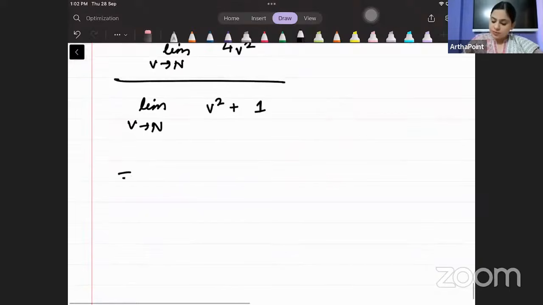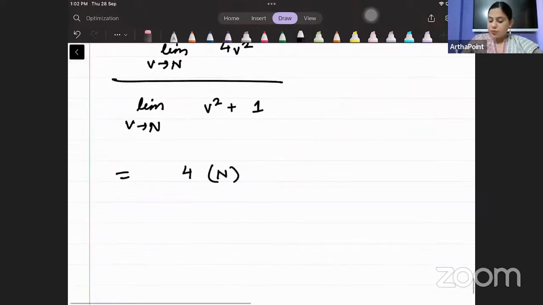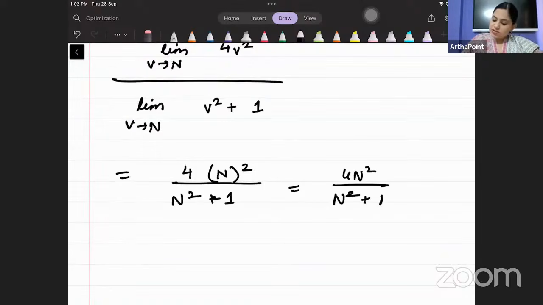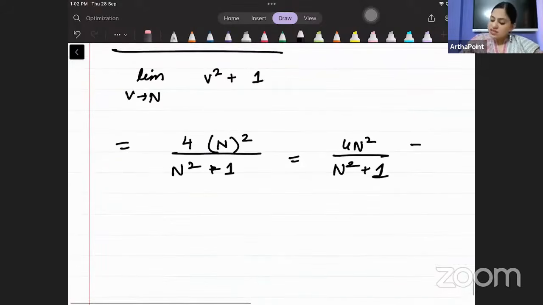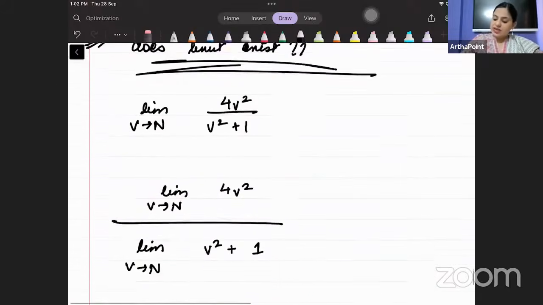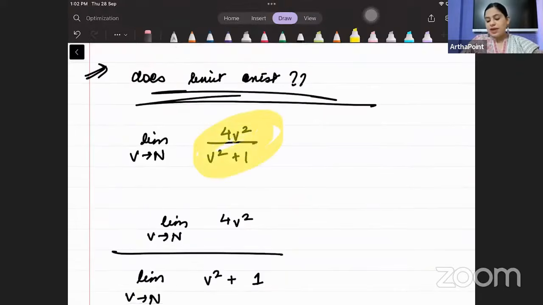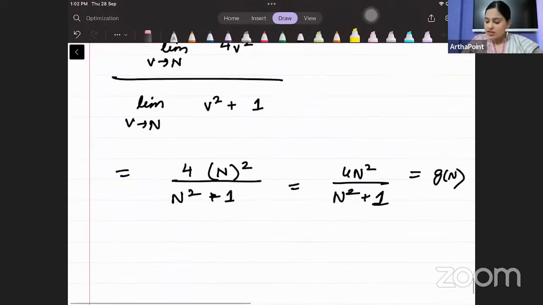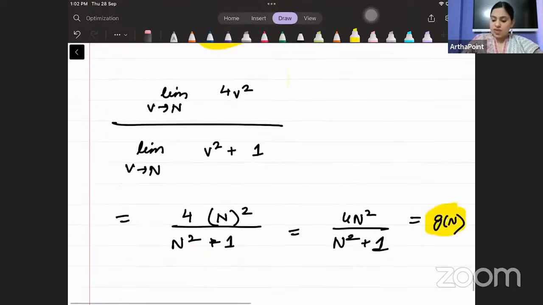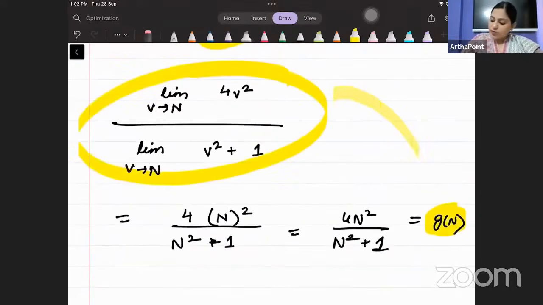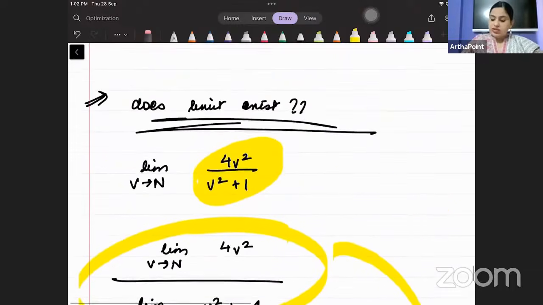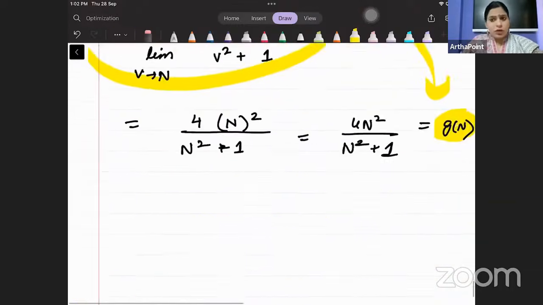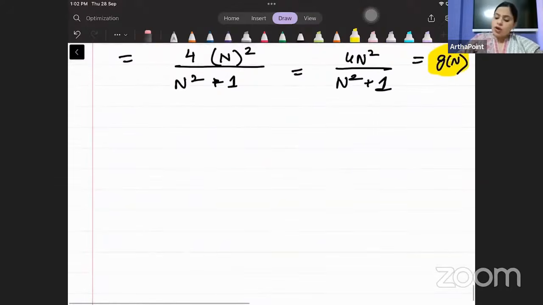तो बेटा ये क्या हो जाएगा? 4, instead of v I will put n square upon n square plus 1. तो ये हो गया 4n square upon n square plus 1. But isn't this equal to gn? अगर मैं इस function में directly v की जगह पे n लगा देती तो भी यही आता. ये तो बेटा limit की theorem से आया. But if I would have simply plugged n in this function, then also I would have got the same thing only, na? So I can say that this is equal to gn.